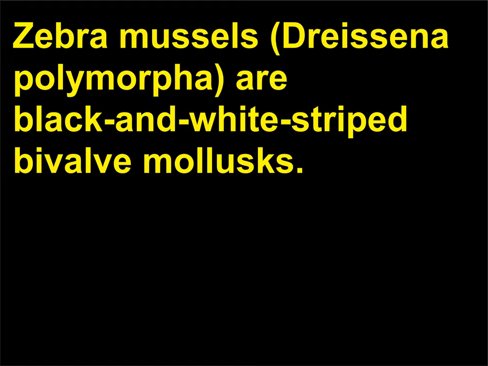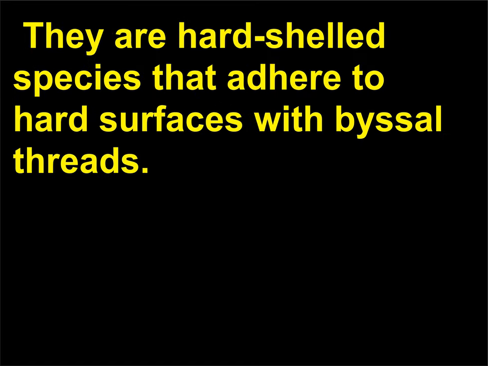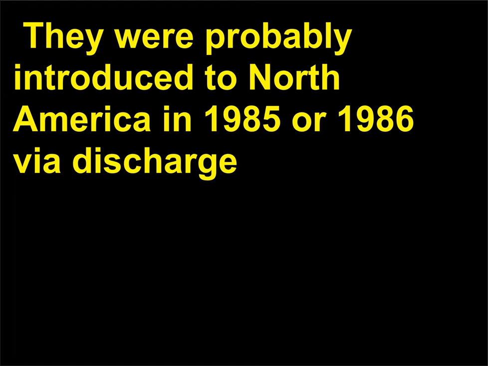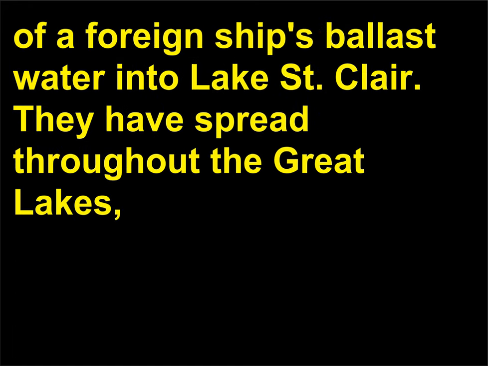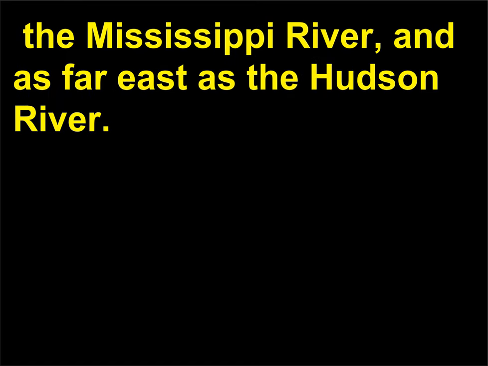Zebra mussels, Dreissena polymorpha, are black and white striped bivalve mollusks. They are hard-shelled species that adhere to hard surfaces with byssal threads. They were probably introduced to North America in 1985 or 1986 via discharge of a foreign ship's ballast water into Lake St. Clair. They have spread throughout the Great Lakes, the Mississippi River, and as far east as the Hudson River.